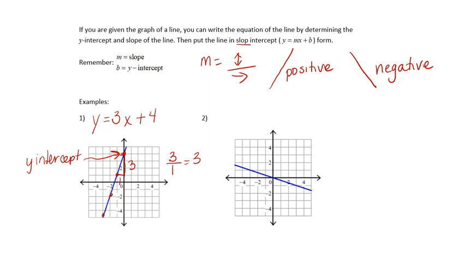All right, let's look at number 2. On this one, my y-intercept is 0. And now we're going to find the slope. So let's find another point. It goes right through. We can choose this one. It looks like it goes through right there.